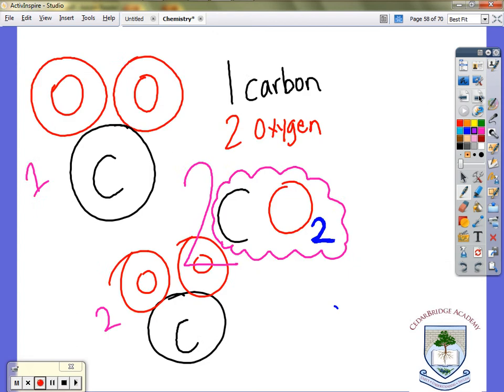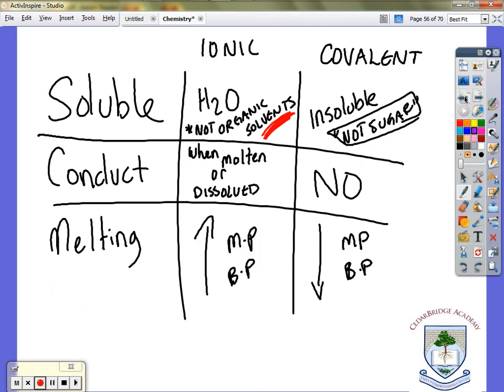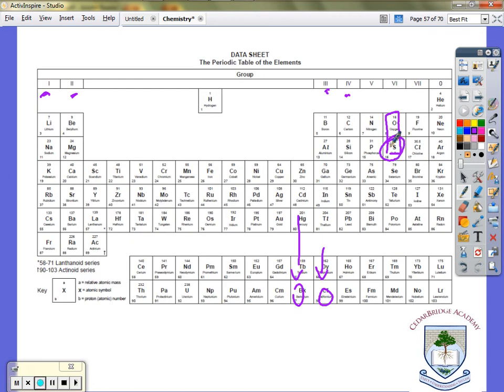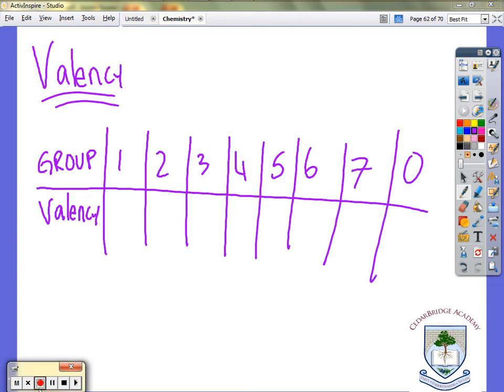So if they're both in the same group, let's check our rule. Whoever's lowest on the table comes first. So the S and then the O4. So CaSO4. Alright, so that's how you figure out names and how you put together your formula.